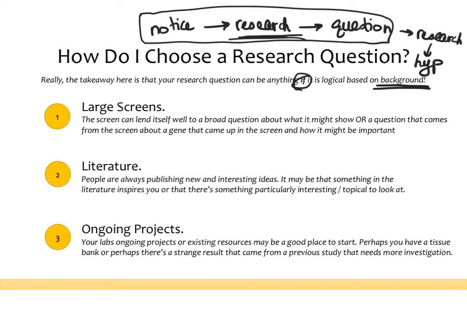So, places your questions might come from. I'll start with large screens because we've talked a lot about large screens already. These screens can lend themselves very well to a very broad question about what that screen might show. So you could say something like, I wonder what I would find if I screen all the genes in the genome for which ones are important in driving viability of GBM. That's a very broad question because you don't know what you will find, but you do know that you will find something if you screen across the whole genome.